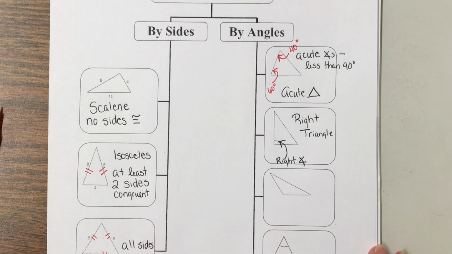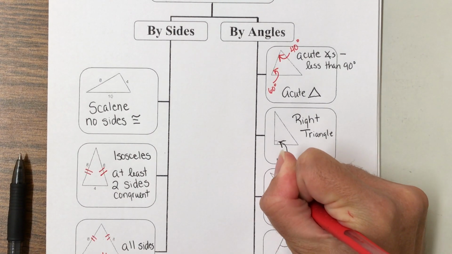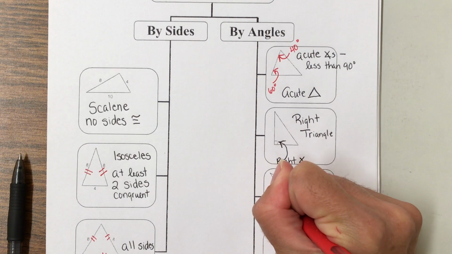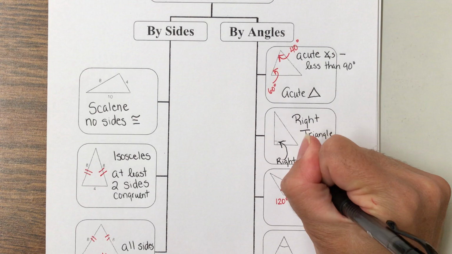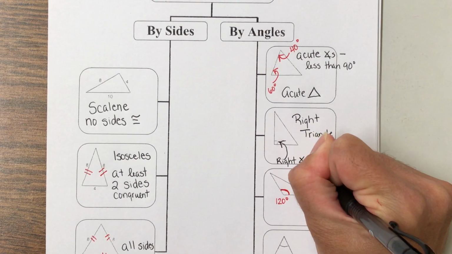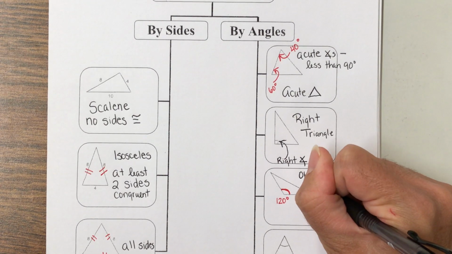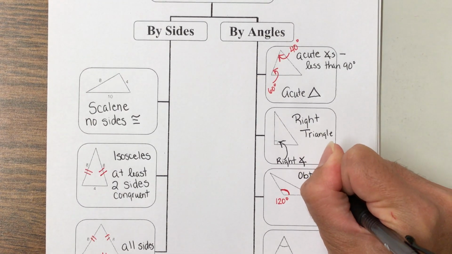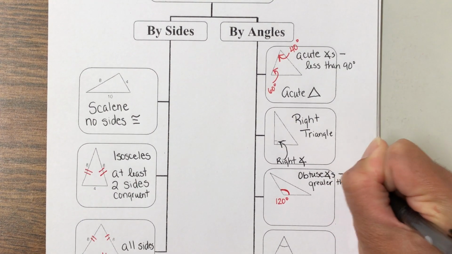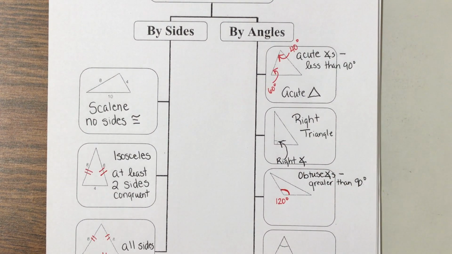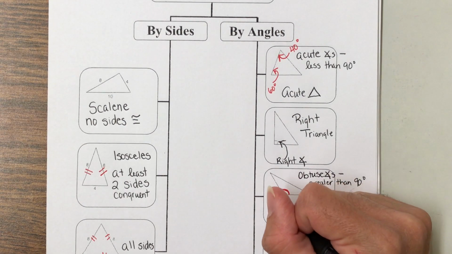And in the next one, notice how we have an angle that is larger than 90 degrees. So let's say that this angle is 120 degrees. This is known as an obtuse angle. So obtuse angles are greater than 90 degrees. And so because this triangle has an obtuse angle, then this is an obtuse triangle.